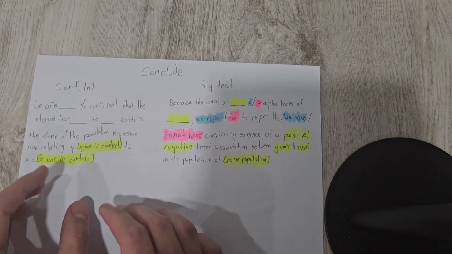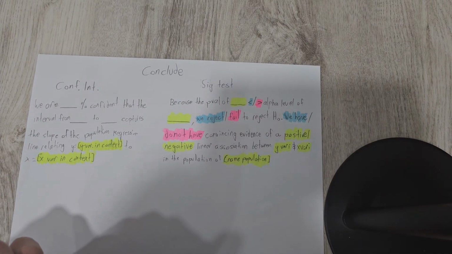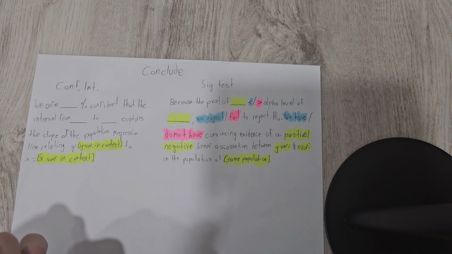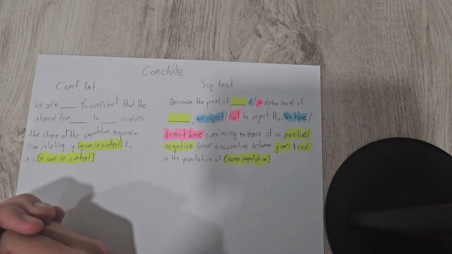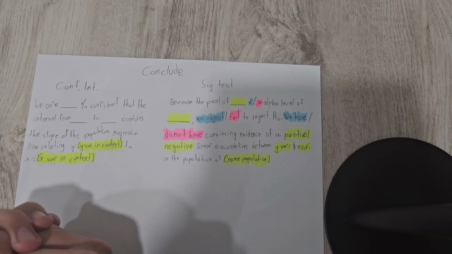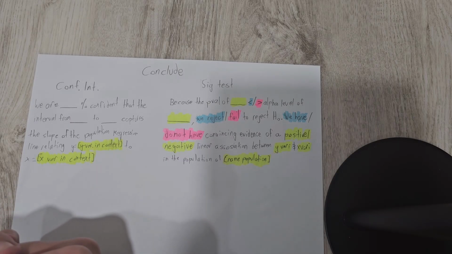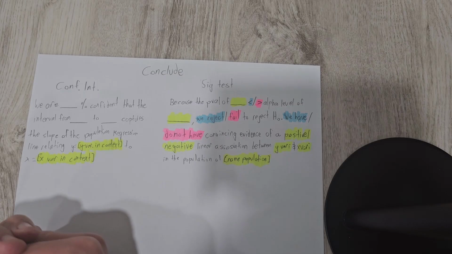Now let's go to conclude. Let's start with our confidence interval. We are confidence level % confident that the interval from blank to blank captures the slope of the population regression line relating y equals y variable in context to x equals x variable in context. You've seen this before. The fancy part here is captures the slope of the population regression line. That's the new thing.